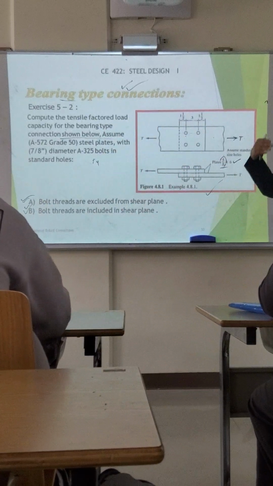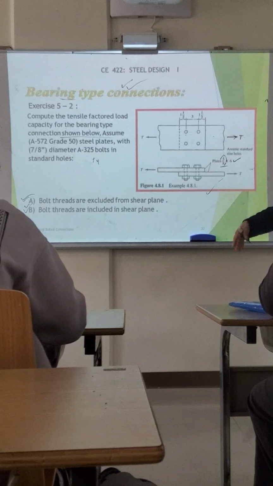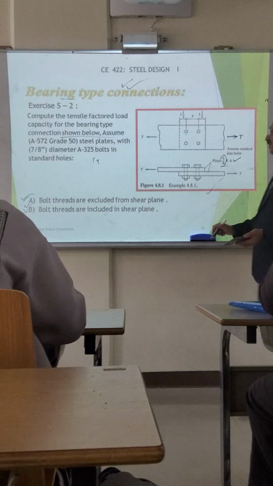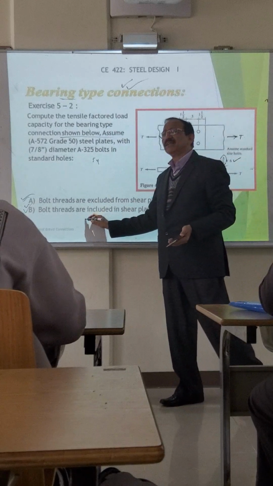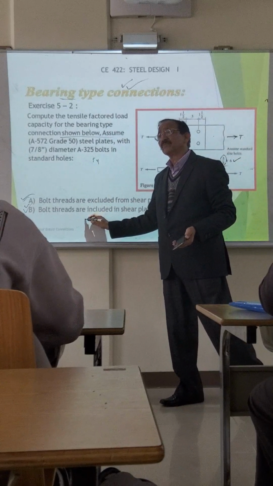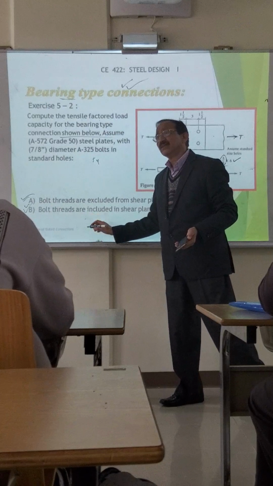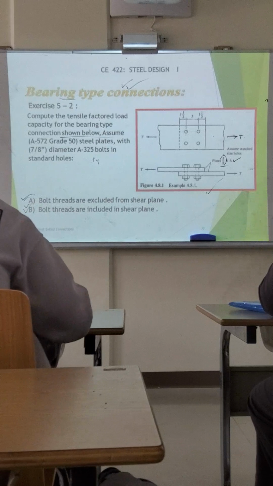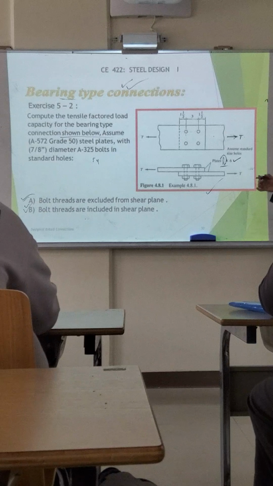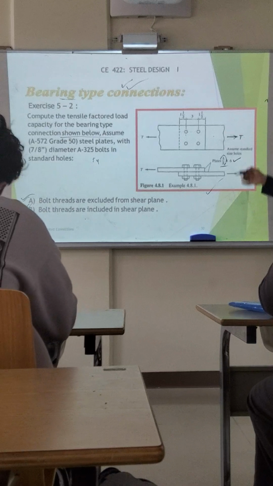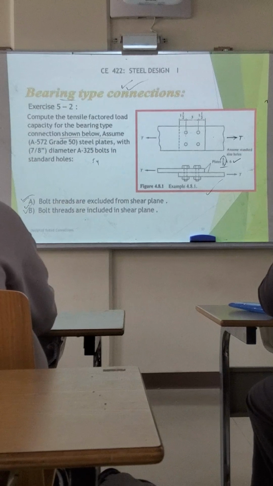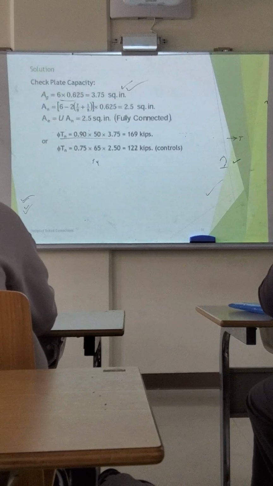You have to check for tension, for bearing, and for shearing, both cases. If it is not given in the question, you can go for one case. Which one will you go for? Threads included or threads excluded. When the threads are excluded, you will use 0.5. Go on the lower side to be more conservative, so that there is no chance of this type of failure.